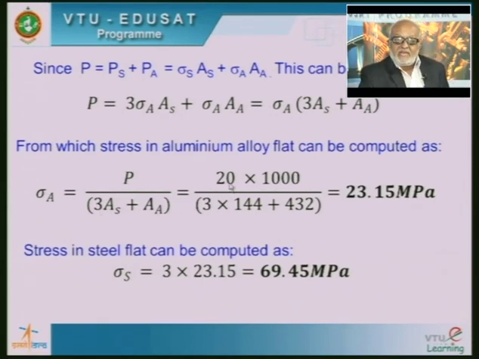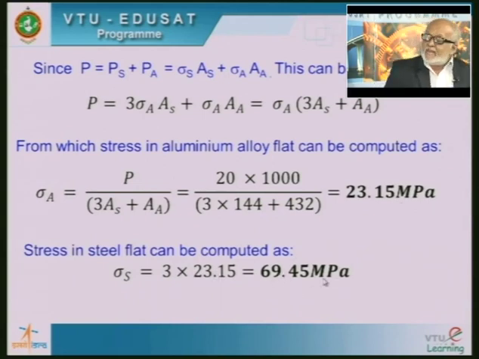The load is given as 20 kilonewtons, so I will convert it into newtons, 20 into 1000. Area of steel we have computed is 144, aluminum is 432. Just substitute in this equation, you will get stress in aluminum as 23.15 MPa. Once we know this, we know the relation between stress in steel and stress in the aluminum flat as 3 times this. So, sigma s should be equal to 3 times this value, which will be equal to 69.45 MPa.